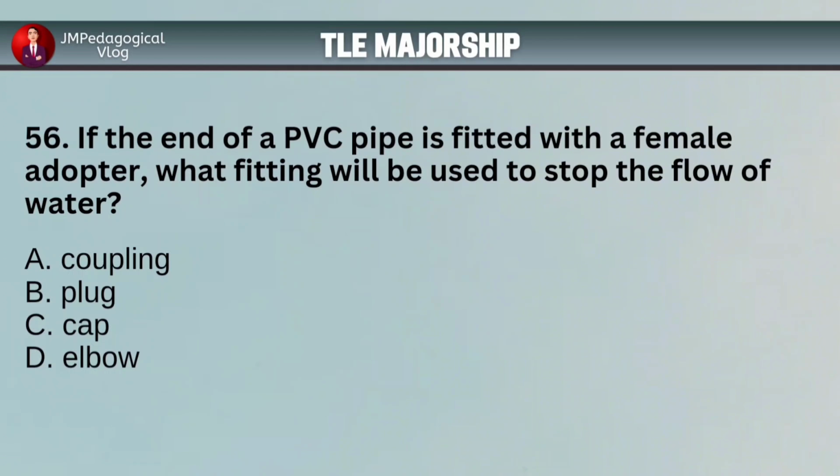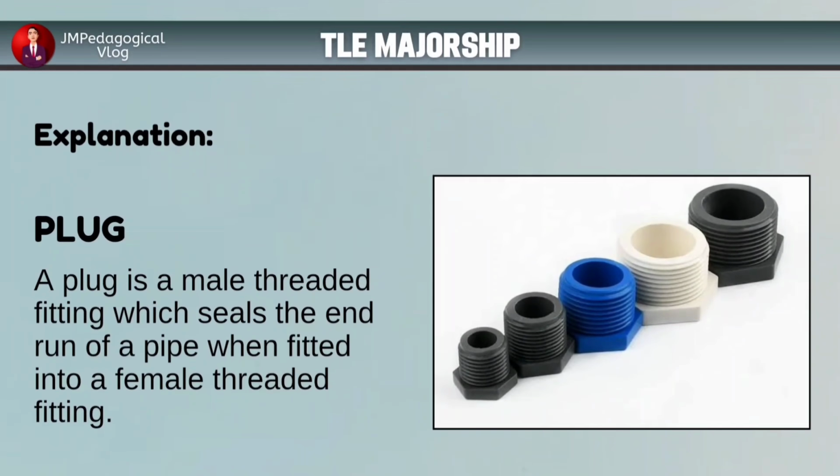56. If the end of a PVC pipe is fitted with a female adapter, what fitting will be used to stop the flow of water? A. Coupling. B. Plug. C. Cap. D. Elbow. B. Plug. Explanation. A plug is a male threaded fitting which seals the end run of a pipe when fitted into a female threaded fitting.